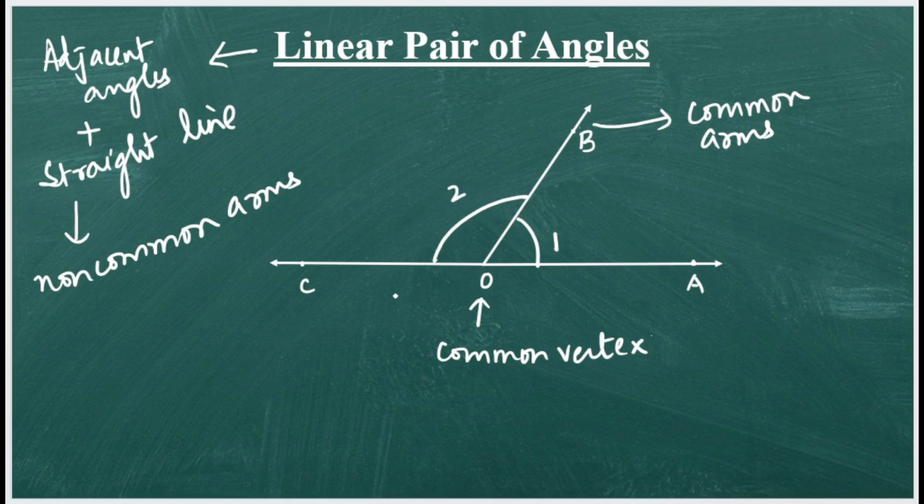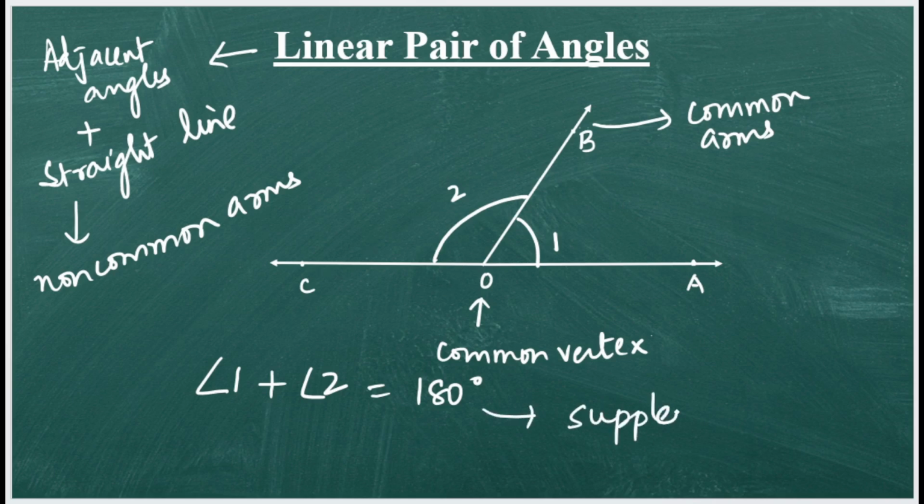Okay. Now always remember that for angles forming a linear pair, in this case angle 1 and angle 2, their sum is always equal to 180 degrees. So you can say that the angles which form a linear pair are always supplementary because their sum always comes out to be 180 degrees.